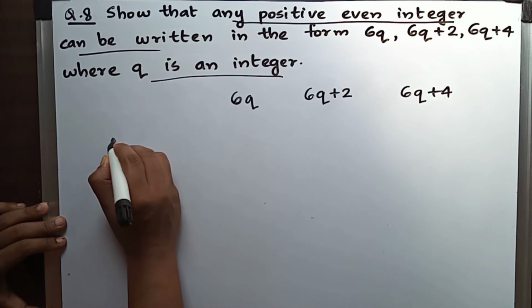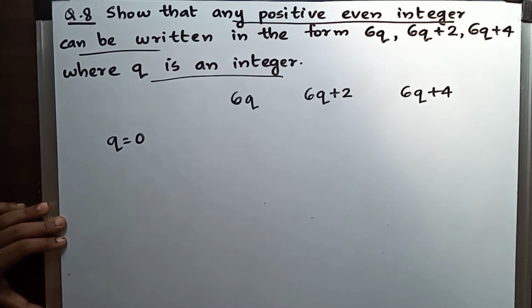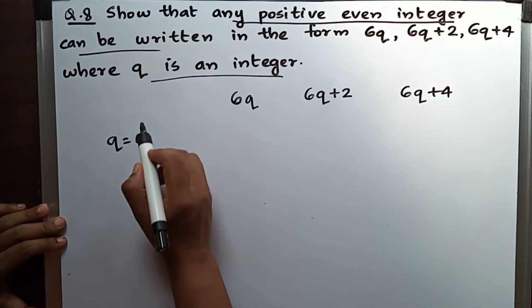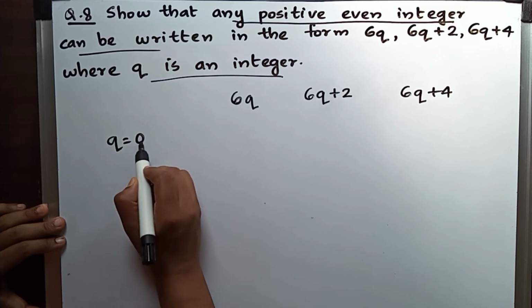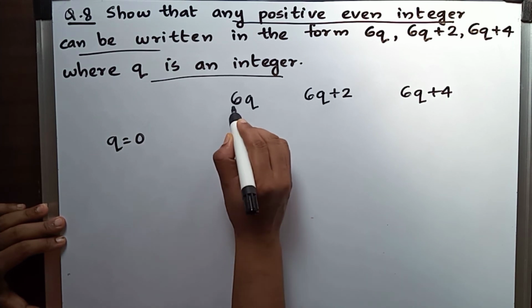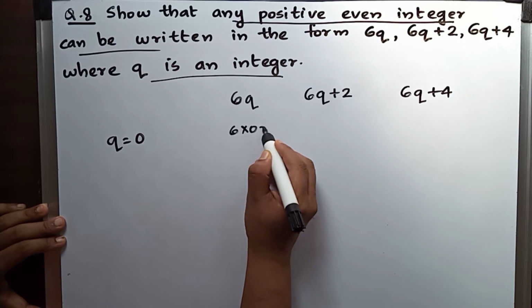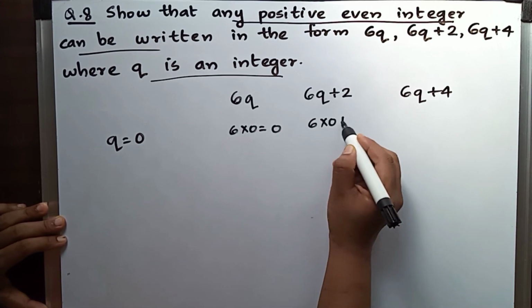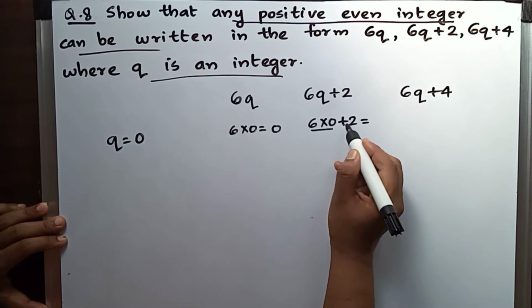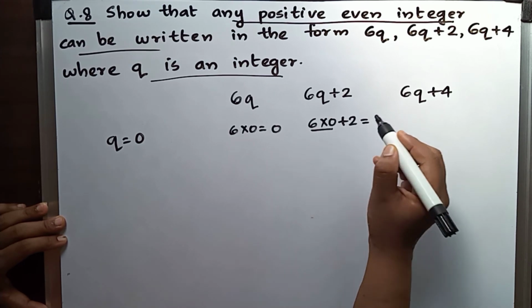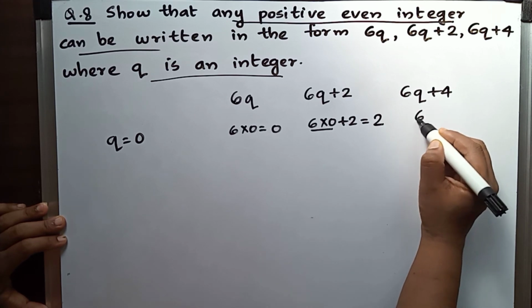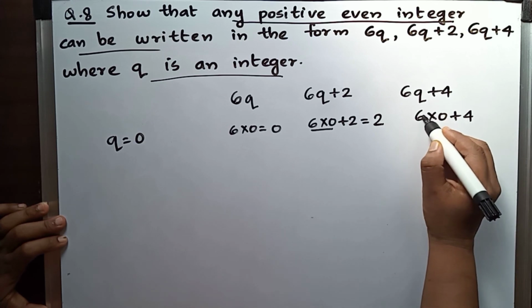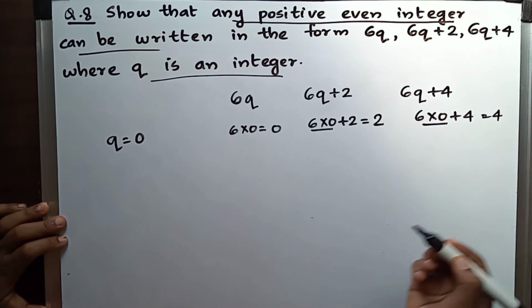Let us give the value 0 to q. Assign 0 to q. See, q is an integer, so I am giving q equal to 0. What will happen here? 6 into 0, that is 0. What will happen here? 6 into 0 plus 2, that is 0 plus 2, that is 2. Here 6 into 0 plus 4, that is 0 plus 4, that is 4.